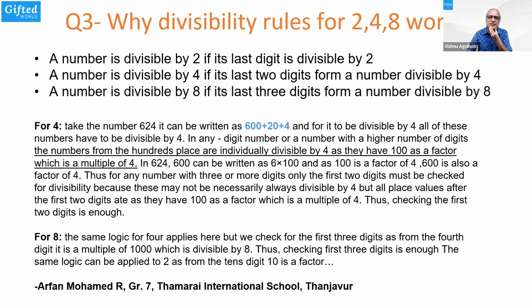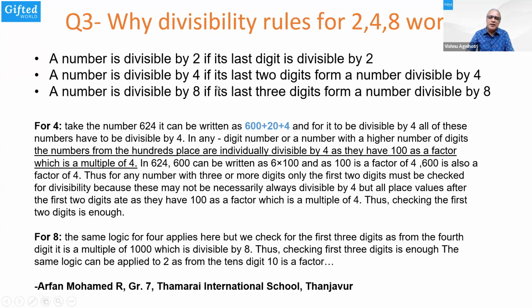So what is the decimal system? It is basically 6 into 100 plus 2 into 10 plus 4 into 1, or 6 into 10 to the power 2 plus 2 into 10 to the power 1 plus 4 into 10 to the power 0. In base 2, in binary, we might write it differently. In the hexadecimal system with base 16, we may write it differently.